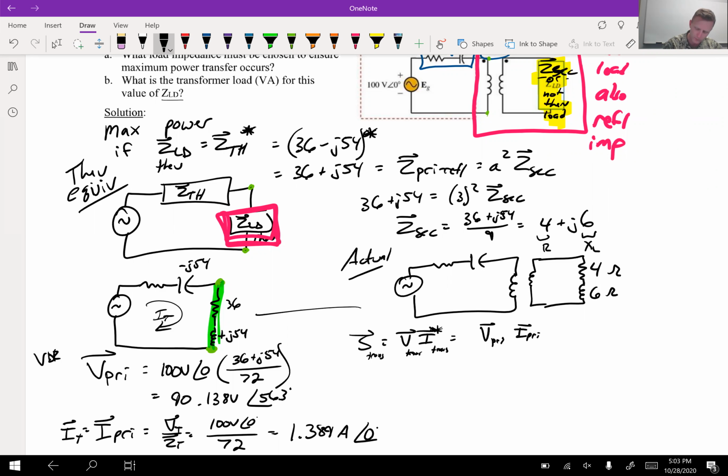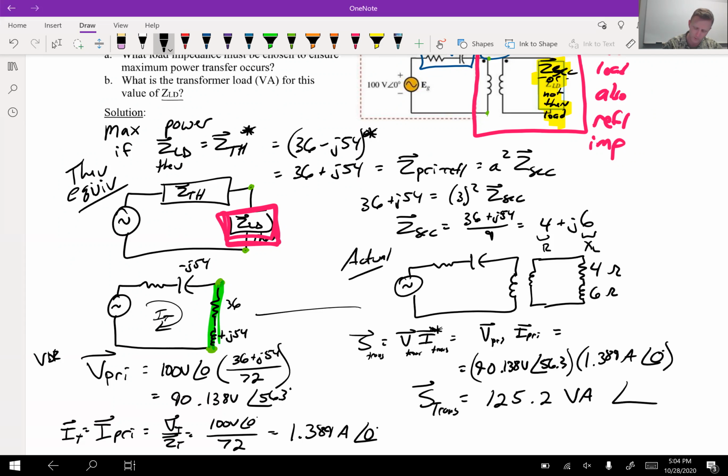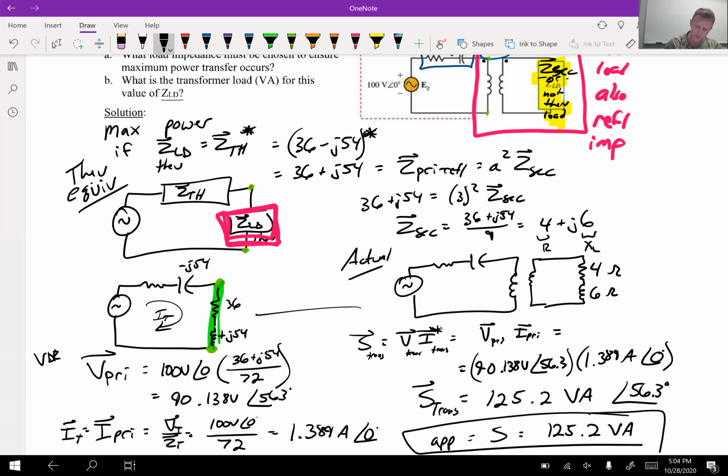And so now I can plug both of these together. 90.138 volts, angle 56.3. Actually, let's bump that down here. And we multiply that voltage by the current, 1.389 amps, angle 0. And what I come out to for the S across my transformer, S complex power, is 125.2 volt amps, angle 56.3 degrees. And if I wanted to just say the apparent power S, it is just the 125.2 volt amps.